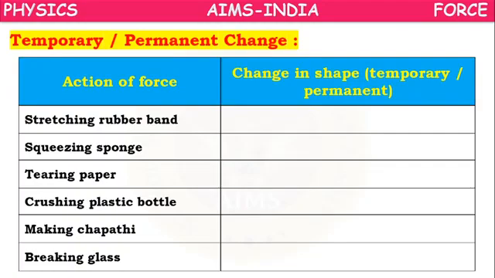So next. Whatever change happened in the objects, let's see whether they are permanent or temporary. Temporary change, permanent change. Here, stretching a rubber band. If you remove the force, what happened? It will come to the original position. So it's a temporary change, up to one limit. You can stretch it and it will come back to the original position. If you use force greater than the limit, what happens? It may break.